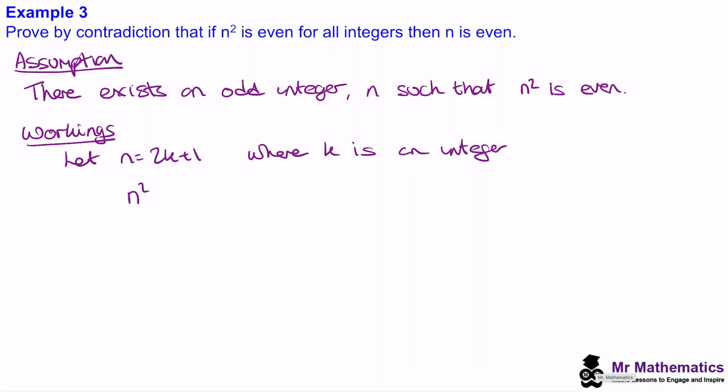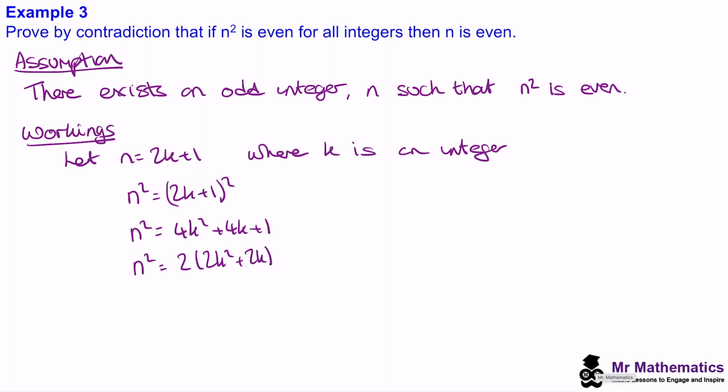So n squared will be 2k plus 1 squared. And when we expand this out, we get n squared is equal to 4k squared plus 4k plus 1. We can factorize that with 2 from 4k squared and 4k. So we get n squared is equal to 2 lots of 2k squared plus 2k, plus 1. So this, by definition, is even.